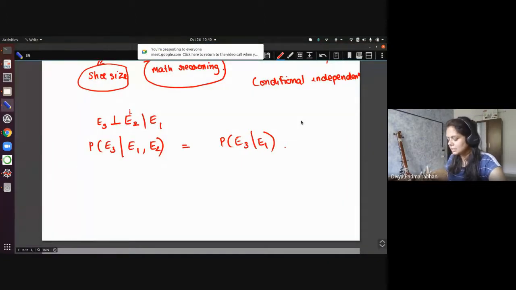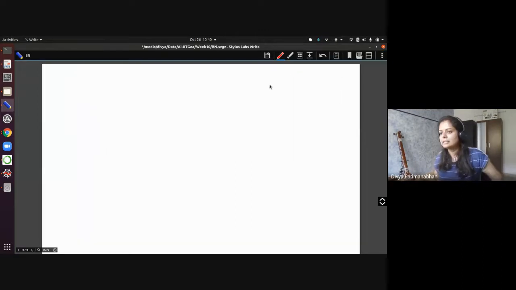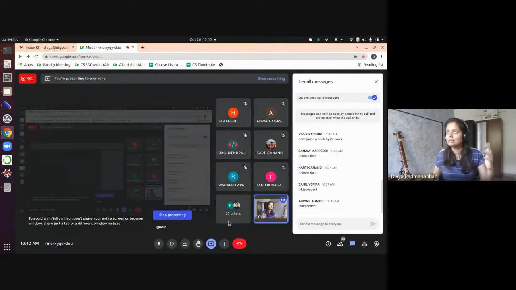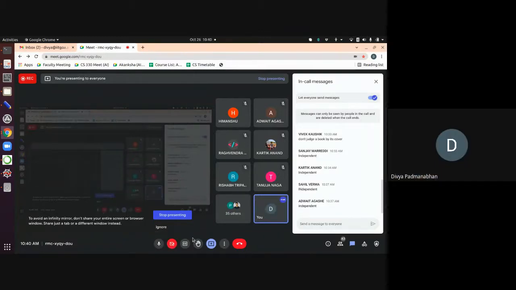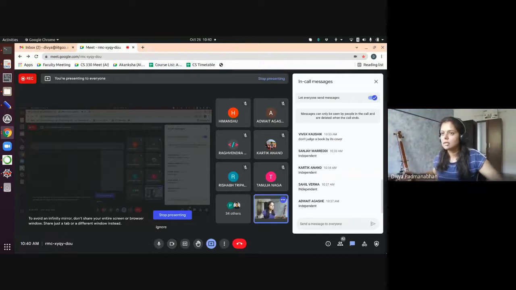So let's take maybe a relevant problem. Just give me a second. I'll just switch on the fan. It's just become very hot. Just give me a second. I kind of forgot that I'm in Goa and it's hot.